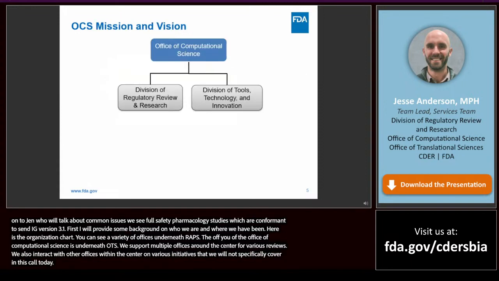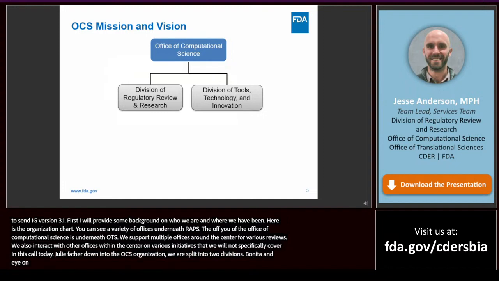Drilling farther down into the OCS organization, we are split into two divisions. Benita and I are in the Division of Regulatory Review and Research and are the forward-facing arm of the office. This division provides services and training to reviewers in support of their regulatory reviews. Additionally, this division serves as a liaison between the reviewer community and tool developers, ensuring that each group understands each other and promotes efficiency in tool development and use.